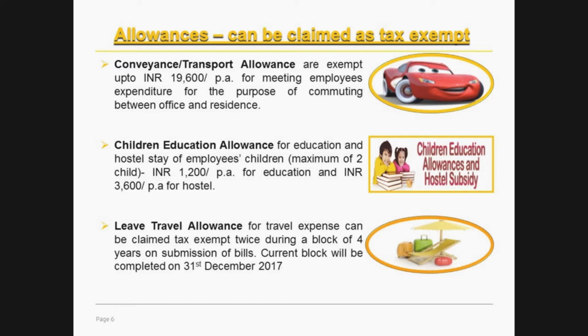Number four is leave travel allowance, that is LTA. LTA is paid for travel expense and can be claimed as tax exempt twice during a block of 4 years on submission of actual bills. Please note that the current block will be completed on 31st December 2017.